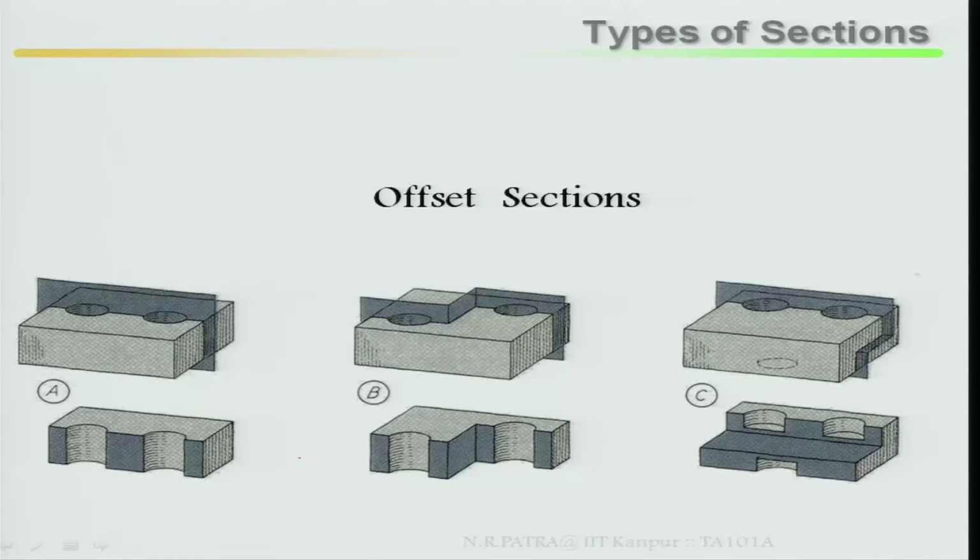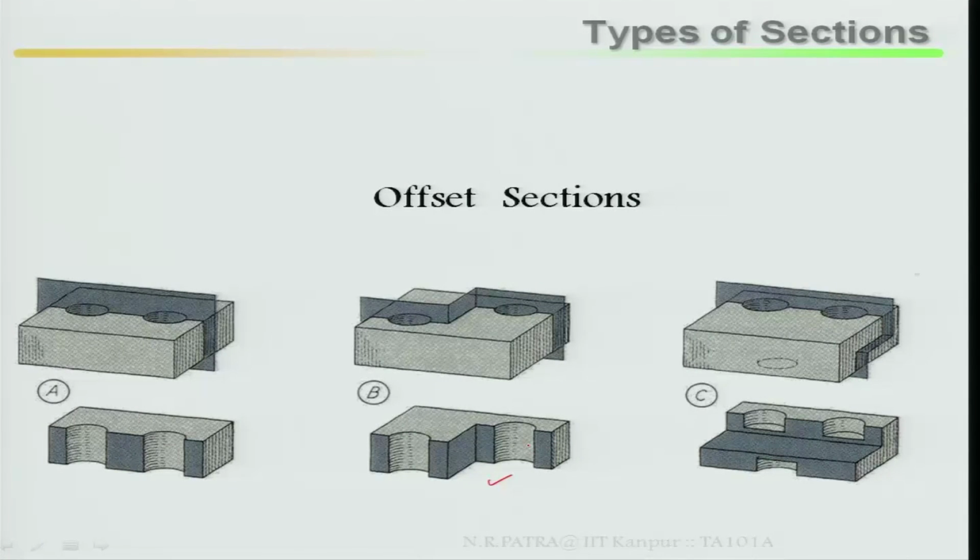Case 2: there is a hole here slightly towards me, and another hole slightly towards the rear side, one at the front side and the other at the rear side. Then offset sectioning is required. In this case, pass the plane first through the center of the hole, then turn perpendicular to this, so that the sectioning continues through the second hole. How does section B look? At point B, here, here, here.